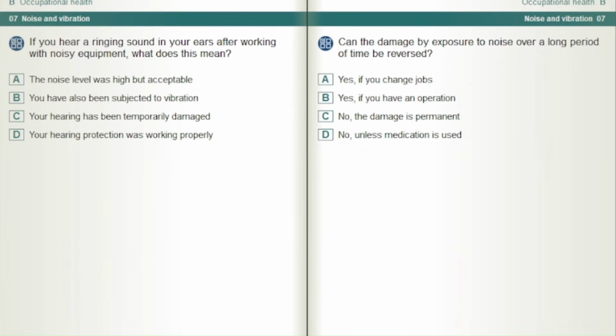If you hear a ringing sound in your ears after working with noisy equipment, what does this mean? The noise level was high but acceptable. You have also been subjected to vibration. Your hearing has been temporarily damaged. Your hearing protection was working properly.